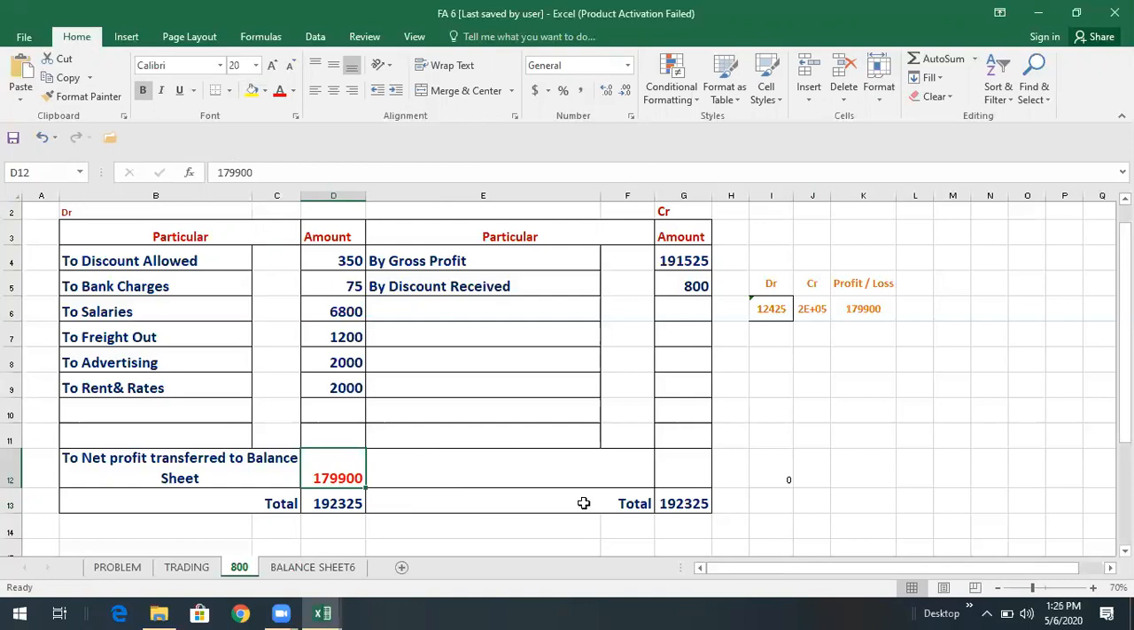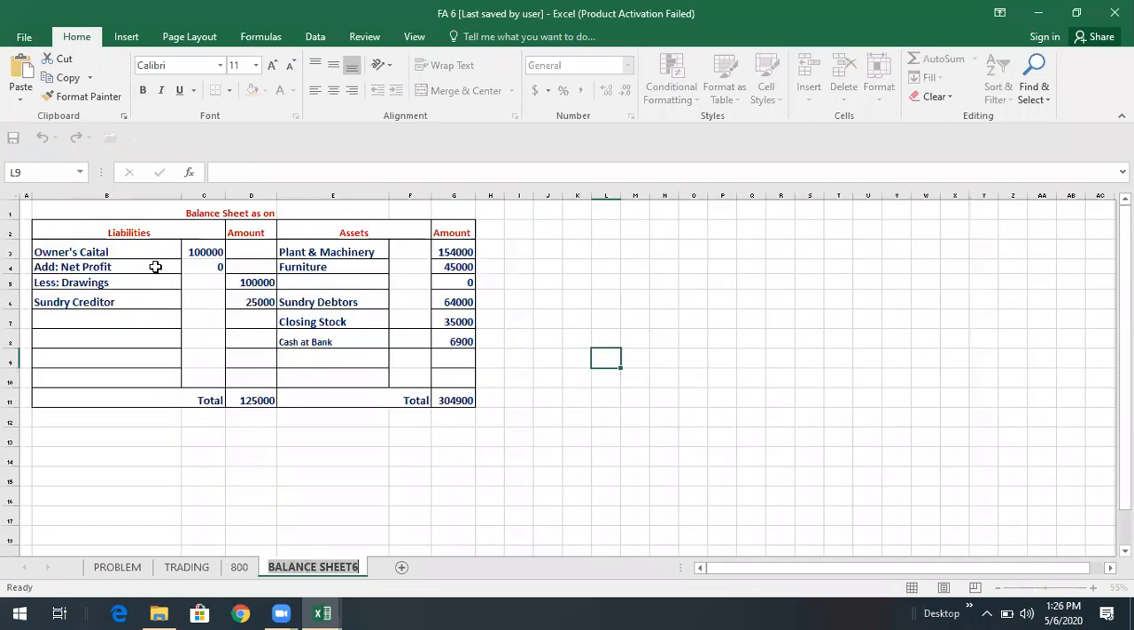Now both sides are equal, debit and credit. Now you transfer this net profit to the balance sheet. This is the balance sheet. So there is a net profit, and you enter the net profit value here. What is the net profit? 1,79,900 rupees. That is the net profit.